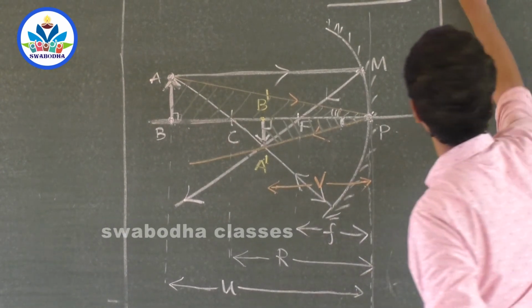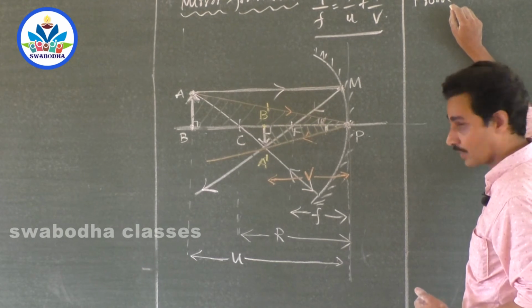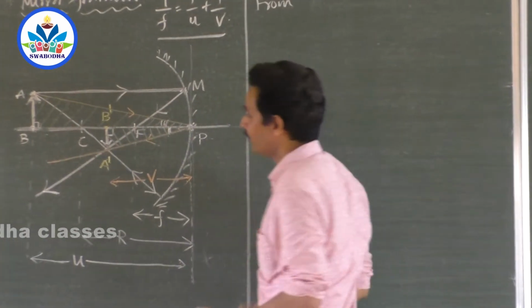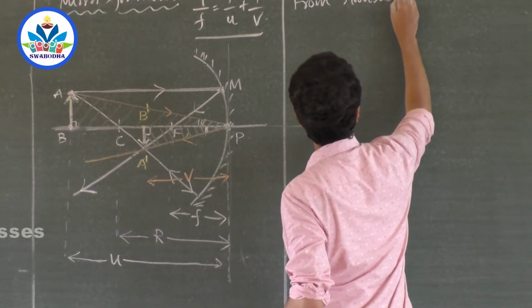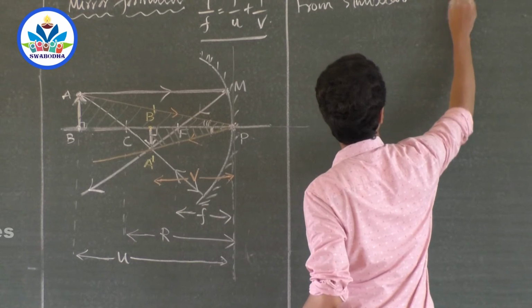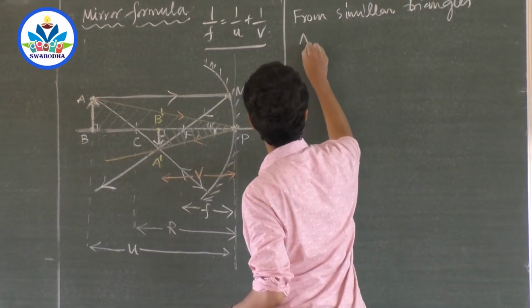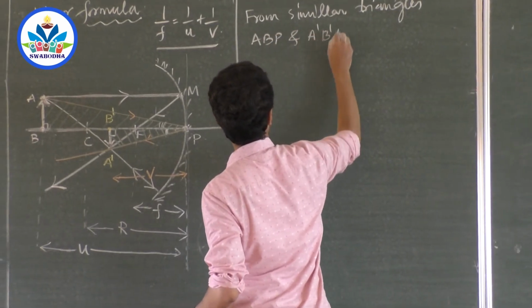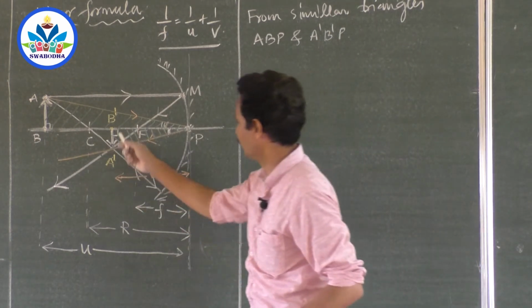So from similar triangles, keep on writing, you can also get involved in the derivation. Don't sit as if you are watching a movie, again I say, simply follow this. From similar triangles ABP and A dash B dash P. Hope you can follow them.